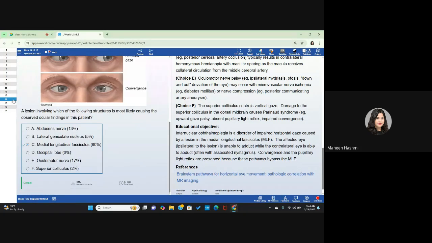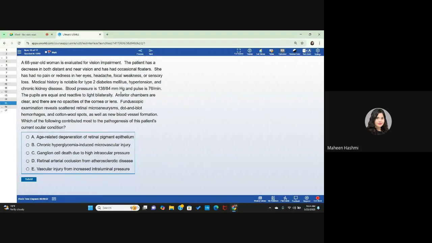All right, okay, then we go to the next question. Fundoscopic examination reveals scattered retinal microaneurysms, dot and blot hemorrhages, cotton wool spots, as well as new blood vessel formation. Which of the following contributed to most of the pathogenesis of the patient's current ocular condition?